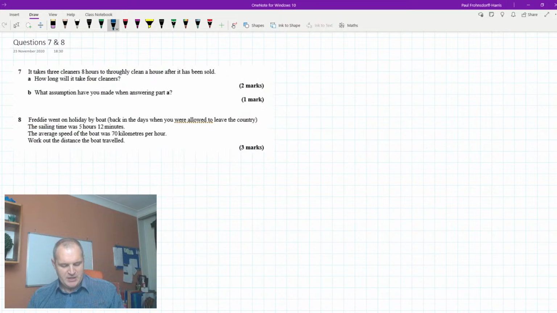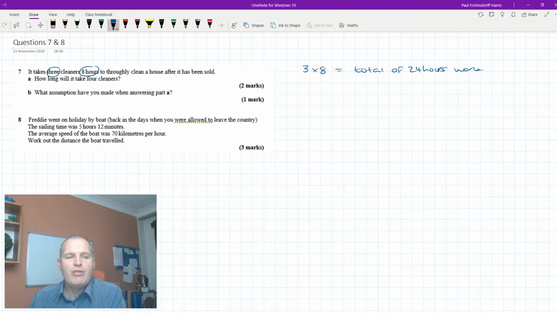Number 7 and 8. I have a specific method I do this. It's inverse proportion here. It takes 3 cleaners 8 hours to thoroughly clean a house. When I see something like that, I immediately go, in which case 3 times 8 is a total of 24 hours work. Hopefully that makes sense. We've got 3 cleaners doing 8 hours each. That is a total of 24 hours of work. Now we know our total hours of work. 4 cleaners would be 24 divided by 4 is 6 hours each.